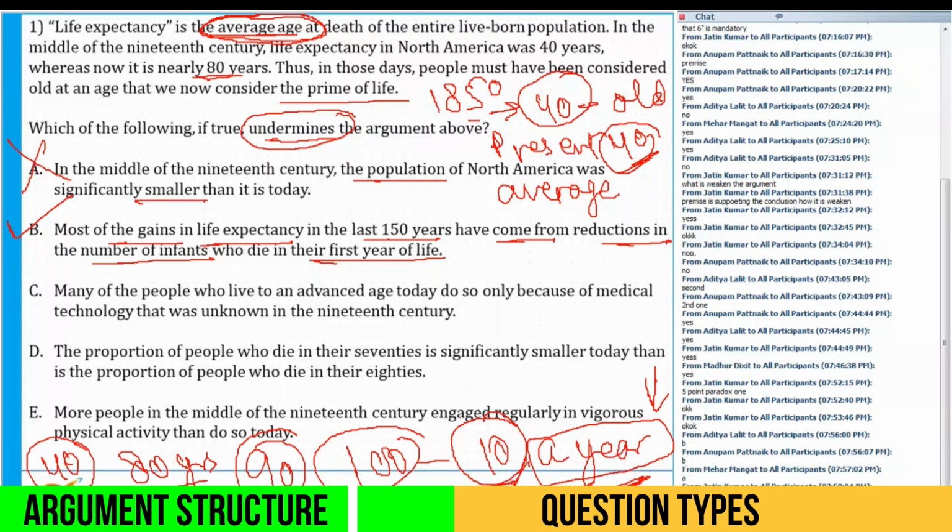So number B will most strongly undermine the argument, because it says that whatever gains in life expectancy have happened, have happened because the number of infants who are dying in the first year of life has reduced. If it has reduced, then automatically the average will improve. Should be B. Answer for this question should be B.